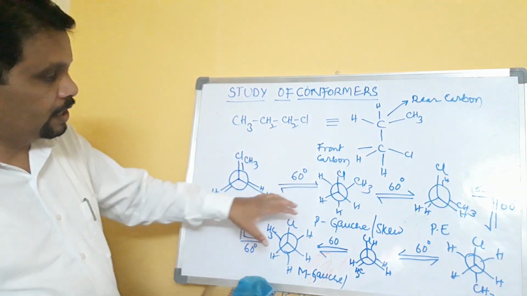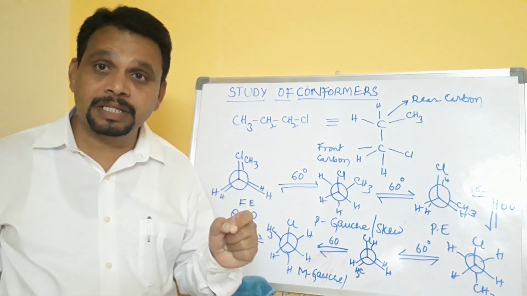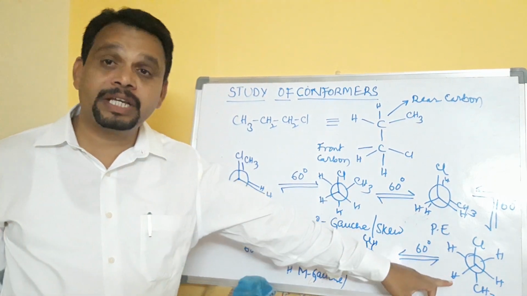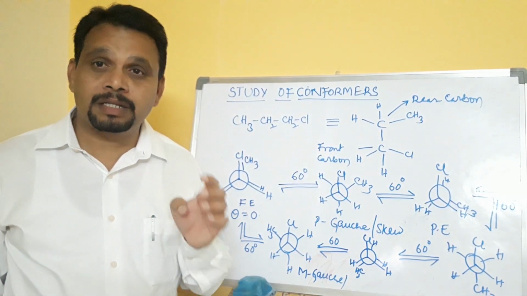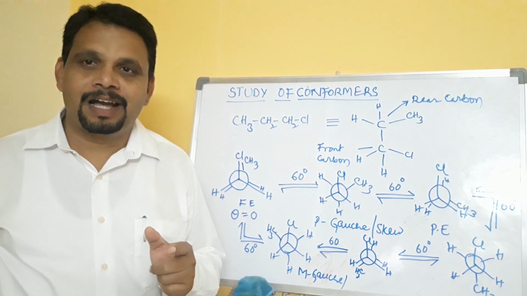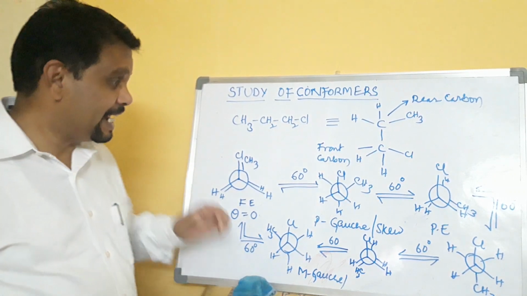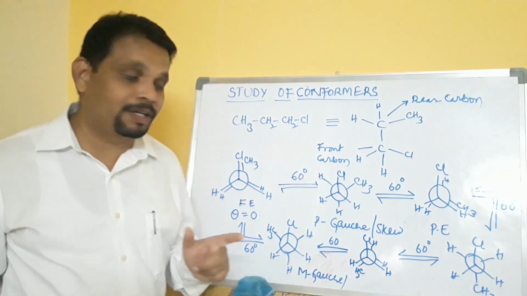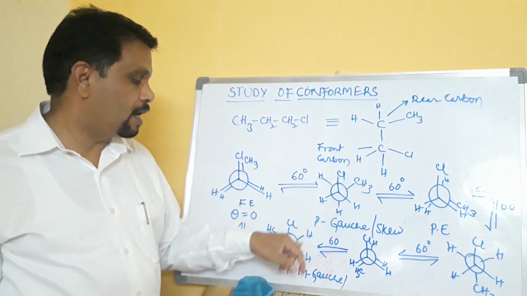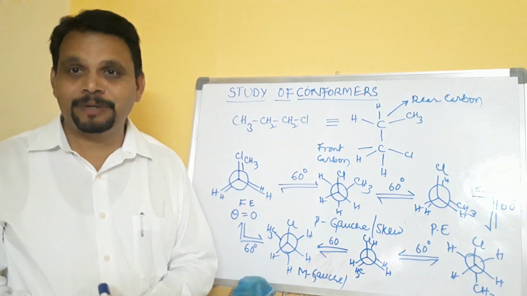So in these conformers, which one is more stable? Can you guess? I hope many of you say that the anti-conformer is more stable, a staggered conformer is more stable. But I want to tell you that is not the right answer. The right answer, the most stable conformer in this molecule, is the P or M Gaussian conformers. Why? What might be the reason?